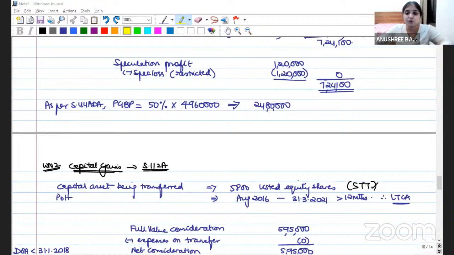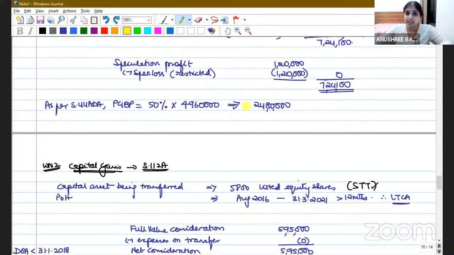So obviously, what would you prefer, guys? Obviously, we would prefer not to follow 44ADA. But if you don't follow 44ADA, then you will have to maintain books of accounts compulsorily and get them audited compulsorily.